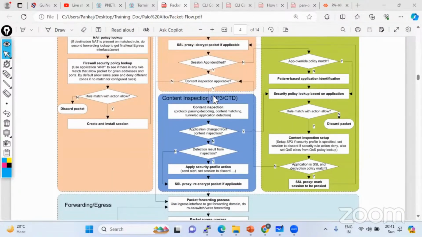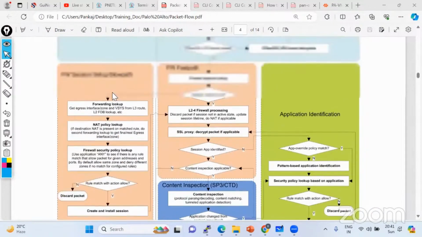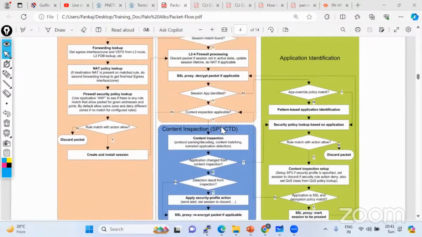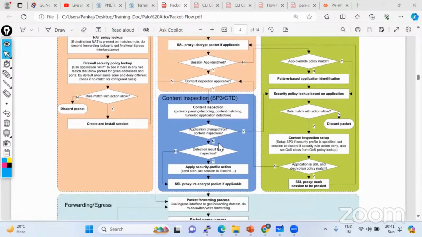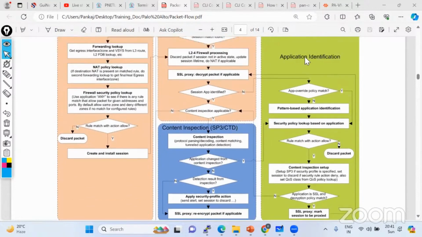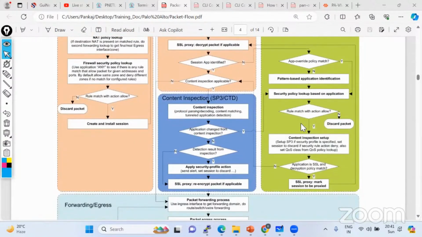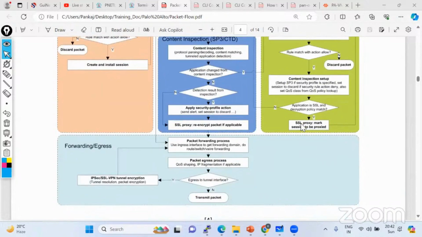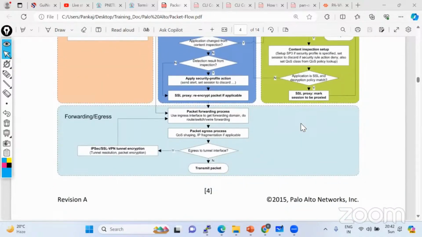This entire block is going to be understood very step by step. We have to understand in detail what happens in the slow path, what happens in the fast path, what happens in the content inspection, SP3, CDT, what the application identification means, what the application override is, what the pattern based application identification is, under which condition the packet is accepted, and under which condition the packet is discarded. So we have a lot of things, and based on that we take the decision whether the packet goes out or not, right?